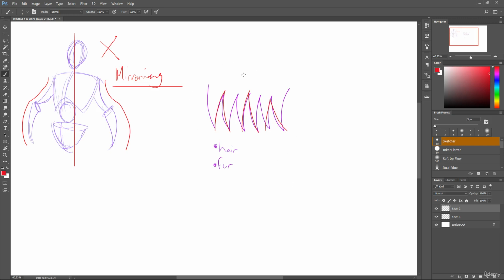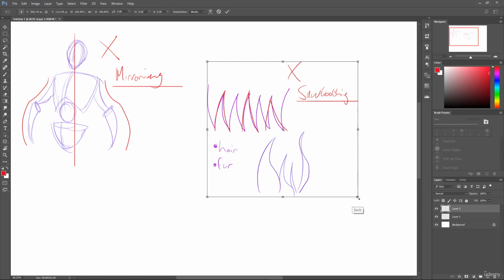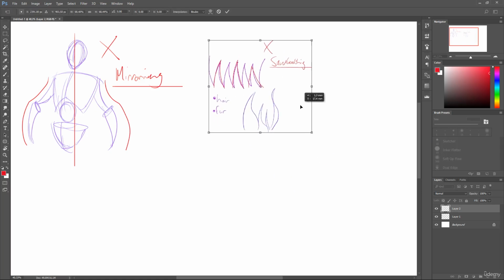And what you want to strive for rather is shape-based composition theory, where you are varying the size of elements. So here we have different sizes of elements going on for hair and fur, and we aren't sawtoothing. So keep sawtoothing in mind and avoid it at all costs, especially when you're doing hair and fringes. Do not sawtooth. All right, so that's what sawtoothing is.